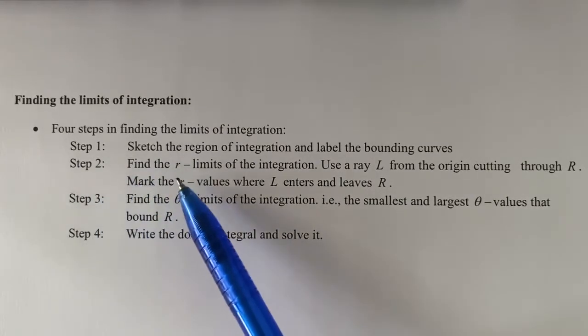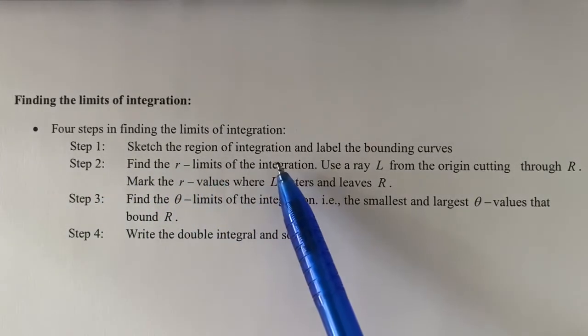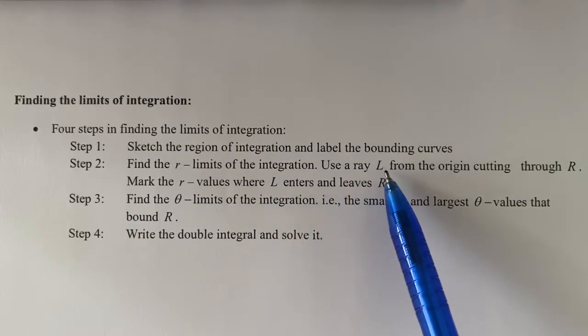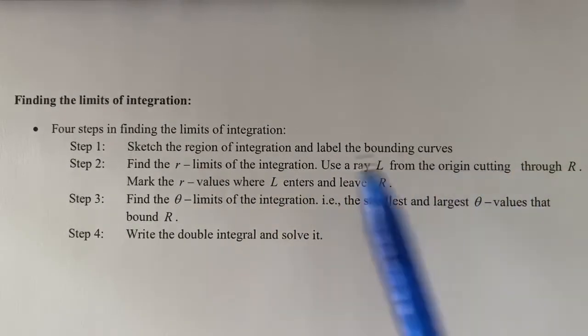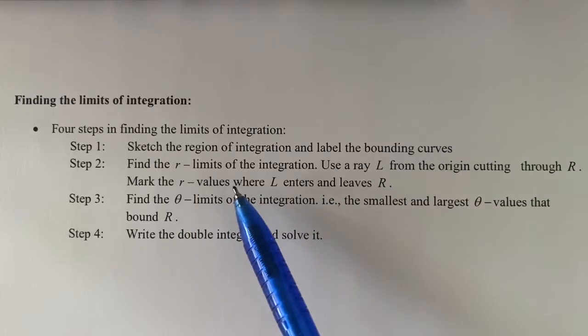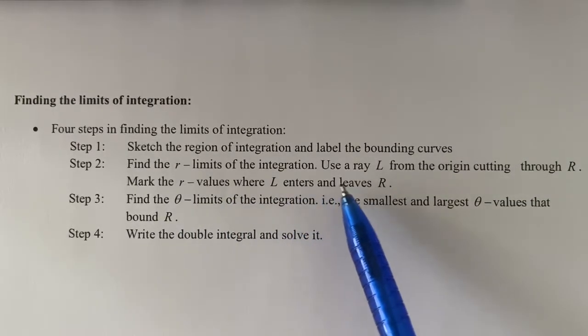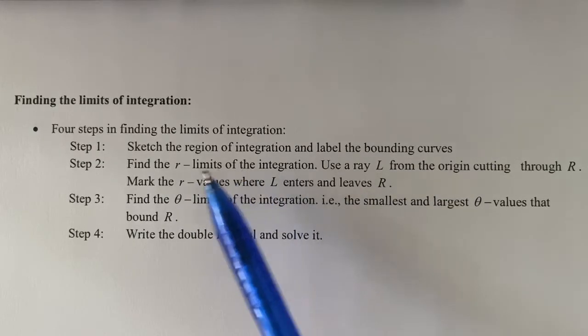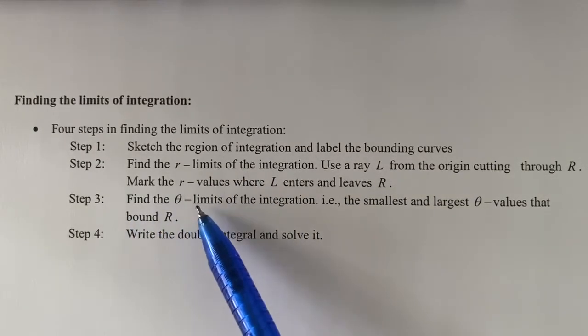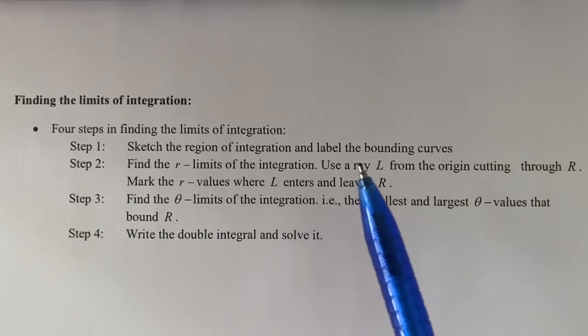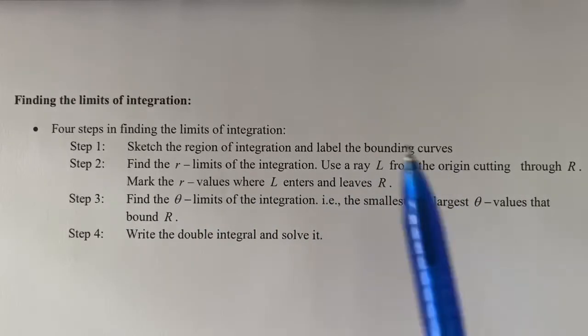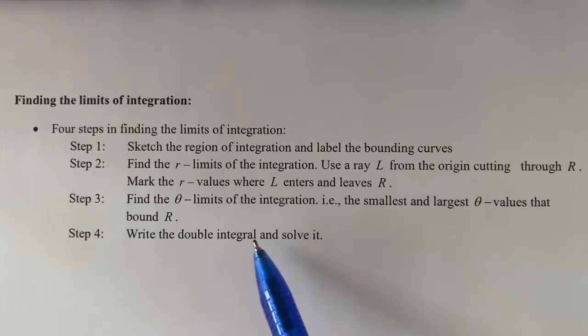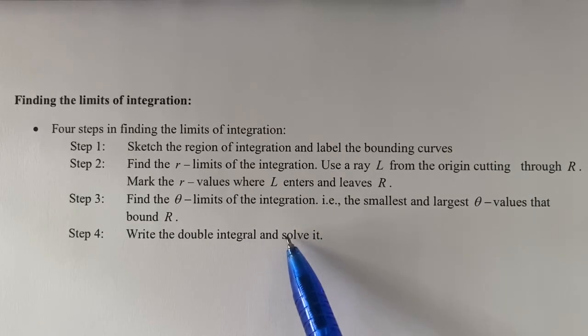The second step is to find the r limit of the integration. Use a ray L from the origin cutting through the region R. Then mark the r values where L enters and leaves R. This is the limit for the radius. The third step is to find the theta limits, the smallest and largest theta values. And the last step is to write the double integral and solve it. This is the same as the steps I mentioned in changing Cartesian to polar.